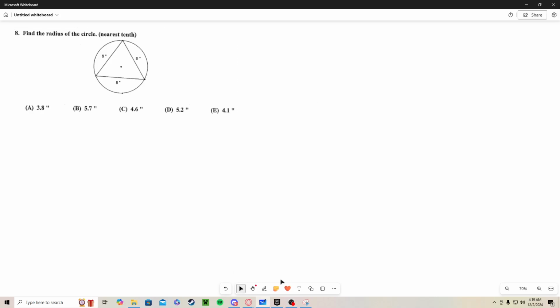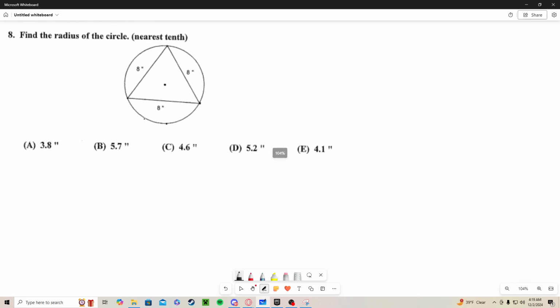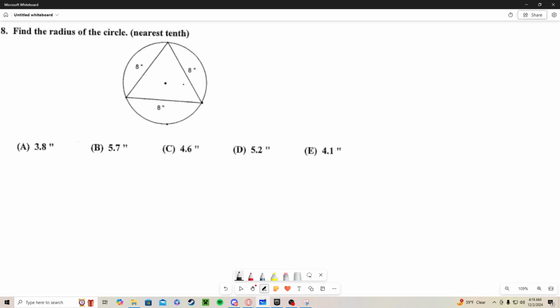Okay. You need to find the radius of the circle to the nearest tenth, given this triangle, the equilateral triangle inside the circle. And I'll just give you the equation. Its radius equal to the side length divided by the square root of 3. In this case, side length would be 8.